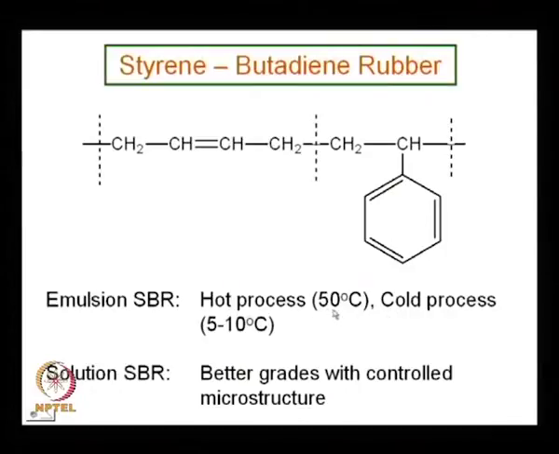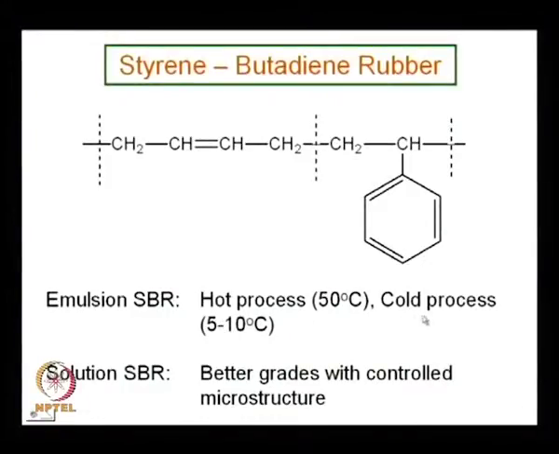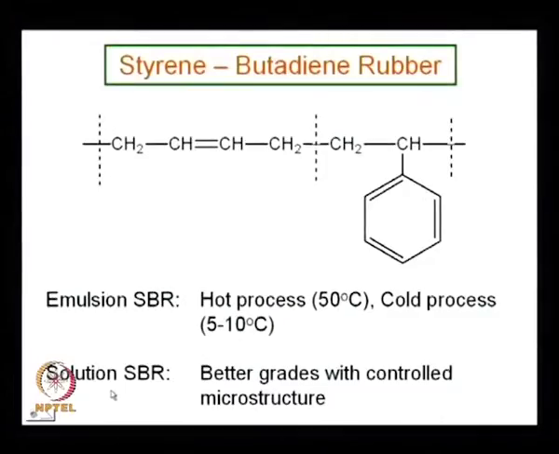One is a hot process carried out at 50 degrees Celsius, the other a cold process carried out at around 5 to 10 degrees Celsius, and these processes give different microstructures of the polymers. Due to the difference in microstructure, their processing characteristics and final vulcanized properties depend on the process by which they are synthesized. Because of those things, there is a large number of grades commercially available in the market where such variations exist. So, you have to select a suitable grade for the rubber product you are going to make.